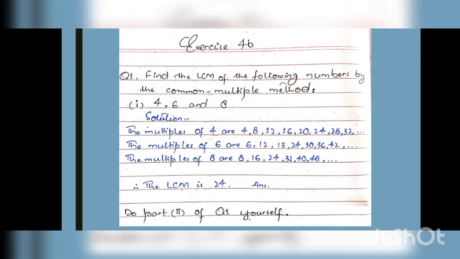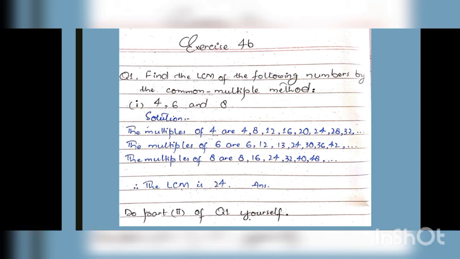So the multiples of 4 are 4, 8, 12, 16, 20, 24, 28, 32 and so on, and the list goes on. When you were small and you were learning tables, you were actually learning multiples. So multiples of 4 is basically the table of 4. Now multiples of 6 are 6, 12, 18, 24, 30, 36, 42 and so on. Of course it will never end, it goes to infinity.